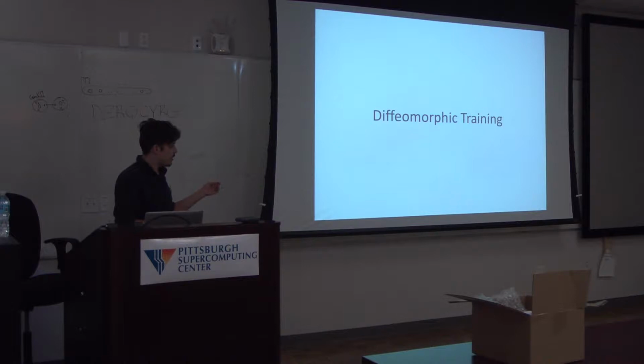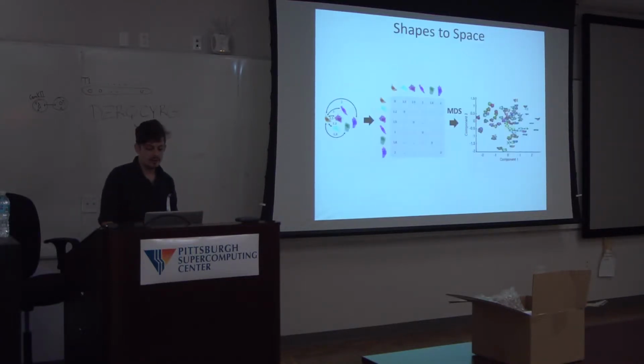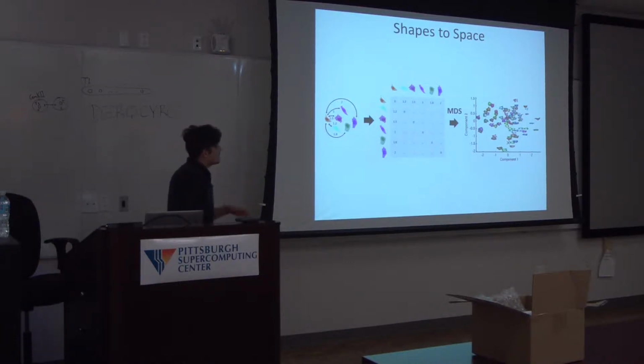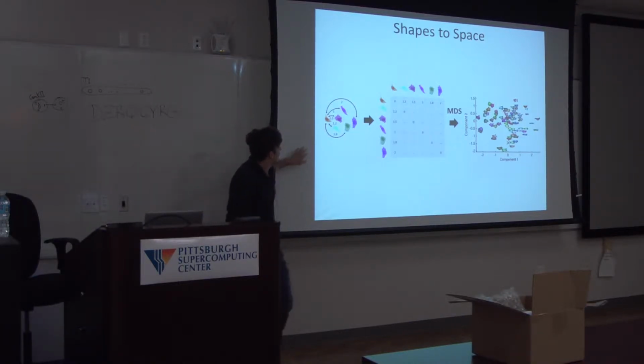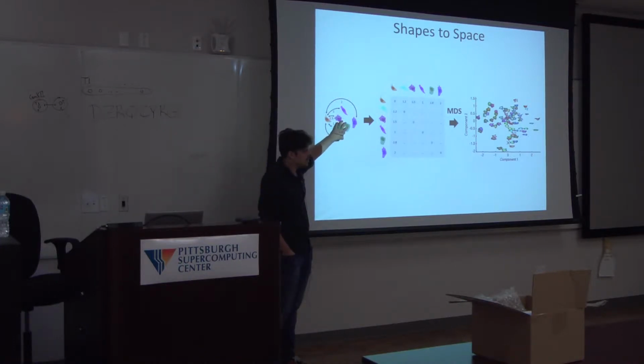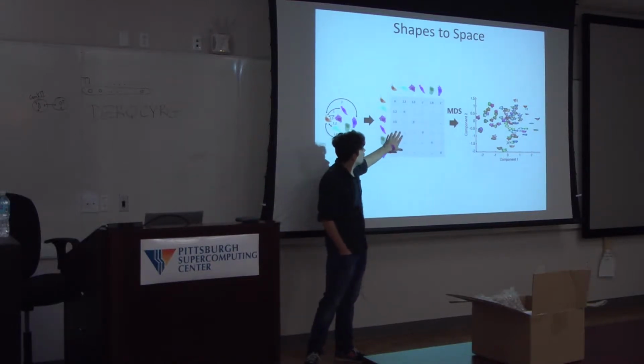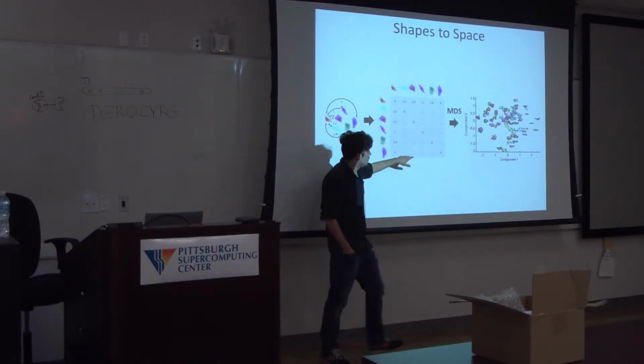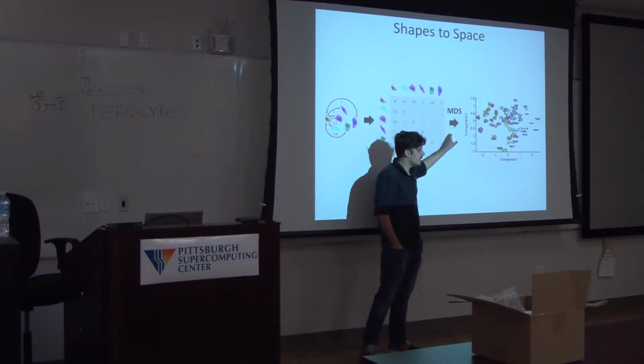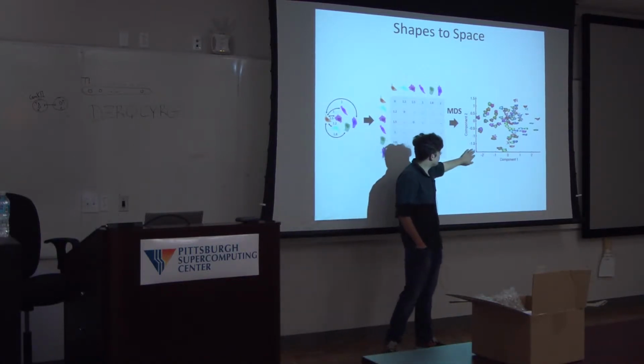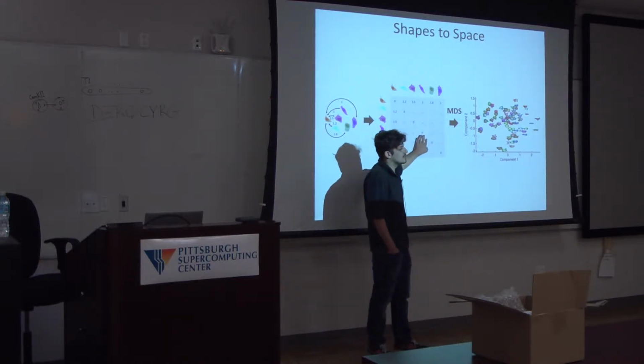So diffeomorphic training, if you guys are interested in modeling your cells with this tool, we can talk about this afternoon. But the general principle of this, I guess to hammer it home again, is that we have a collection of cell shapes. We measure the distances between those cell shapes and load all of those into a matrix. And then using this tool called multidimensional scaling, we find a lower dimensionality embedding that preserves these pairwise distances in this matrix.